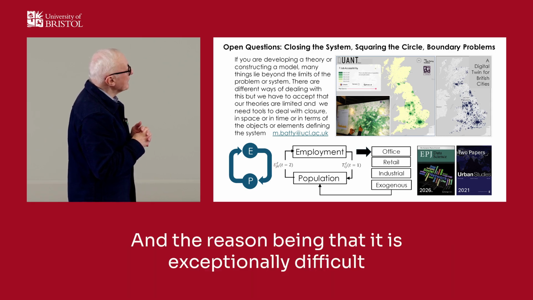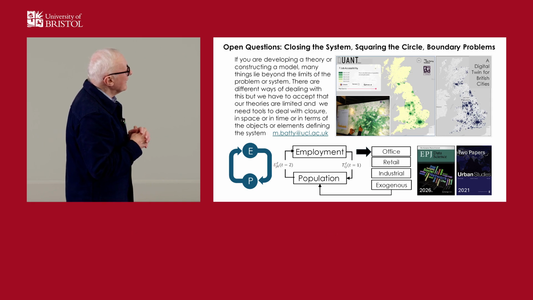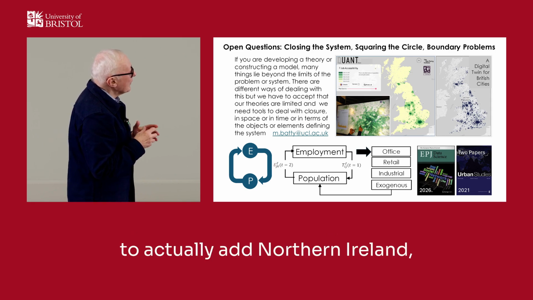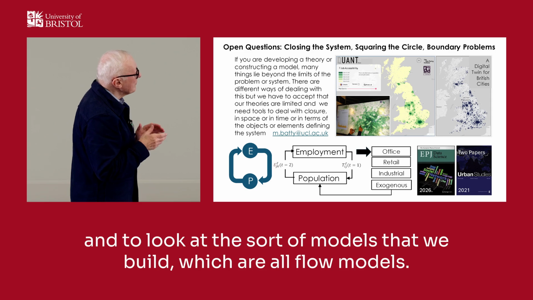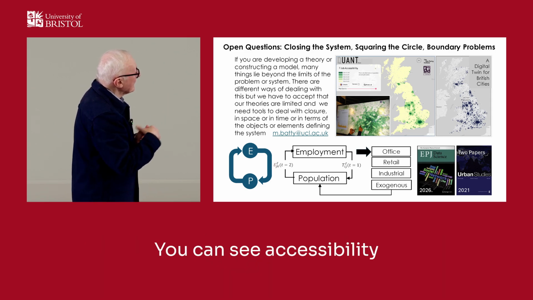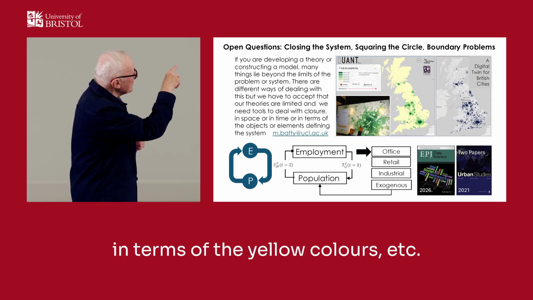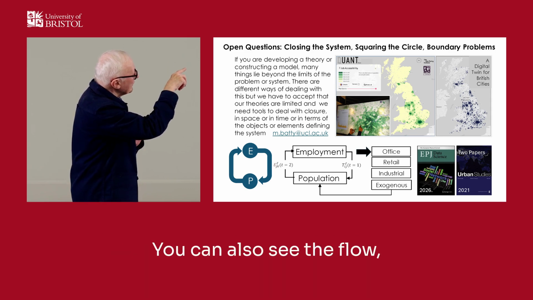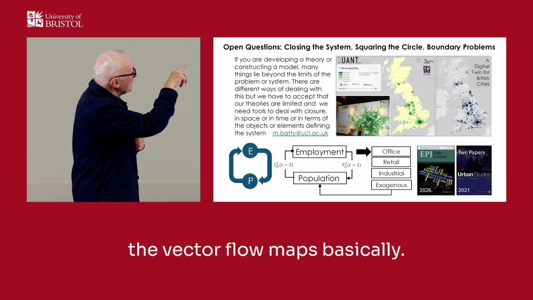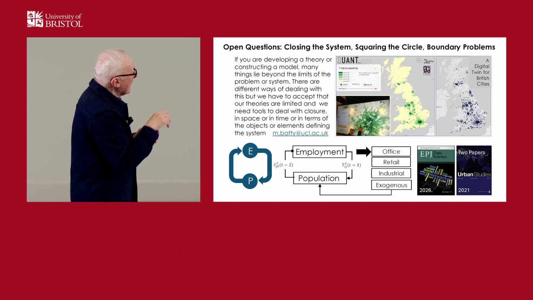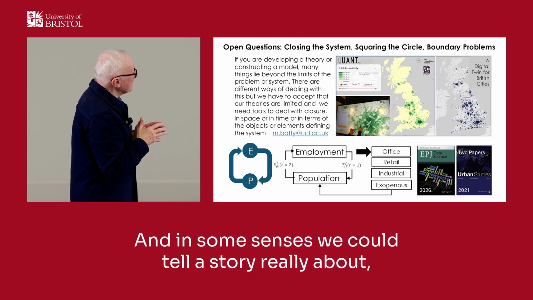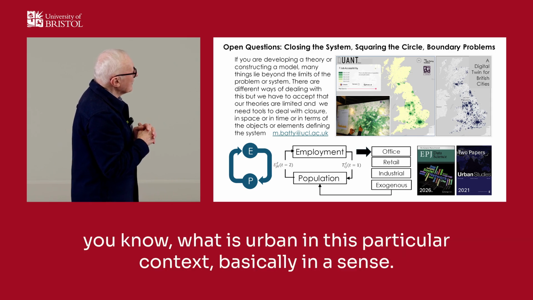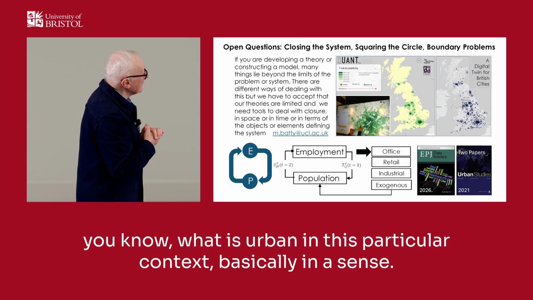The reason being that it's exceptionally difficult to add Northern Ireland and to look at the sort of models that we build, which are all flow models. You can see accessibility in terms of the yellow colors, etc. You can also see the vector flow maps. And in some senses, we could tell a story really about what is urban in this particular context.